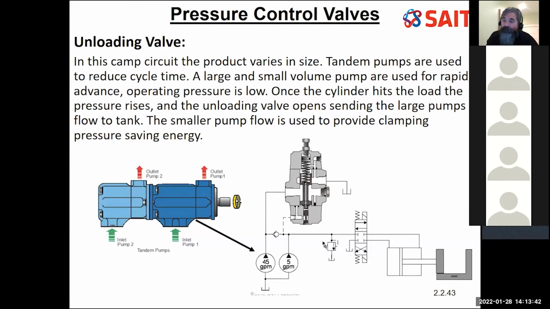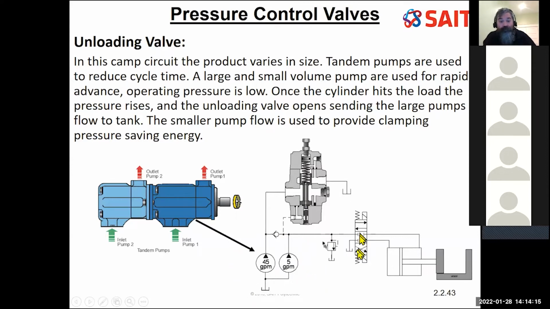Well, how about I take this a step further? If I think about it, why am I setting 600 psi? I want to set this low, just above the pressure required to make this thing move up to the item that it's going to clamp. So that might be only 100 psi. Excellent. I'm going to save a lot more money when I dump 45 gallons a minute at 100 psi than trying to pump 45 gallons a minute at 800 or 1000 psi.